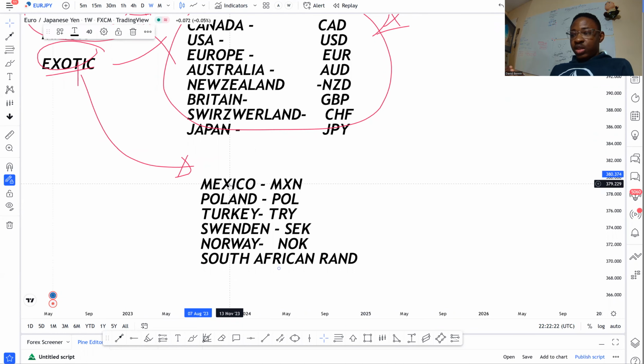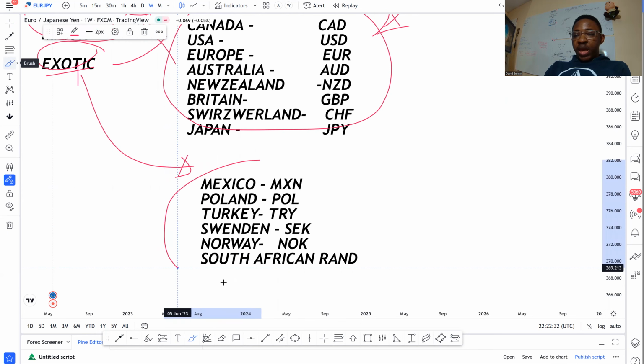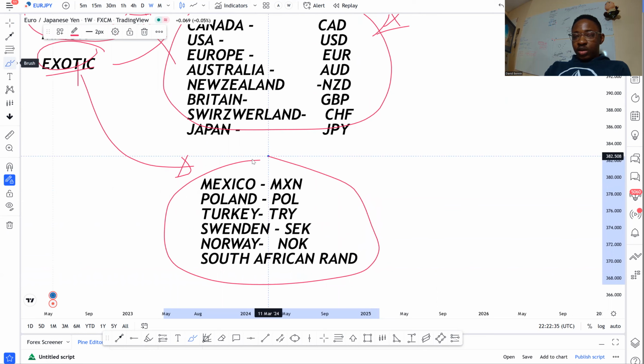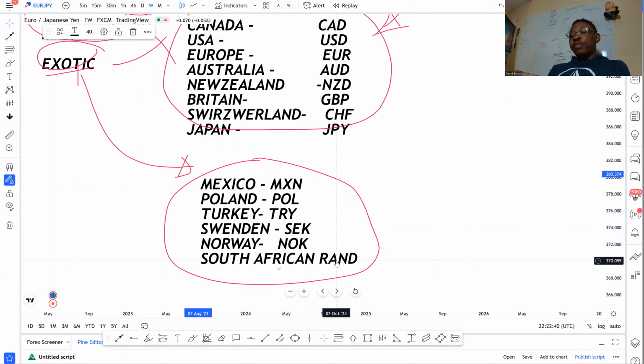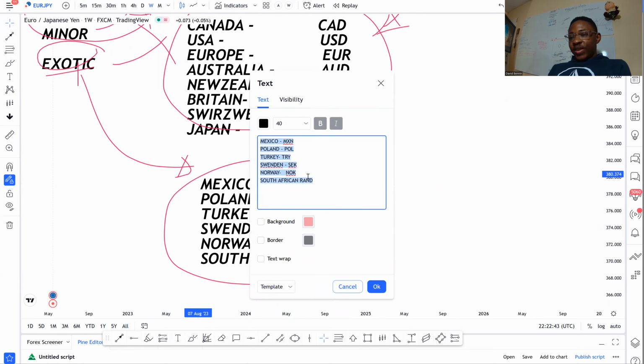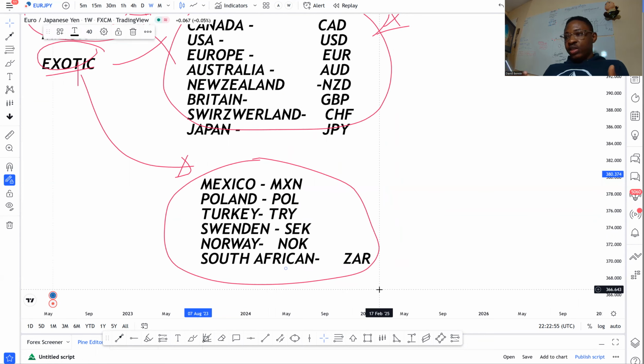So when we say something is exotic, it means what? It is rare. But as I've mentioned earlier, we don't trade the currencies individually. We trade them as pairs. So South Africa, they spend the South African rand, which is represented as ZAR. Each currency is traded as a pair. You have to pair it with another currency before you can trade it because it's an exchange between two currencies.